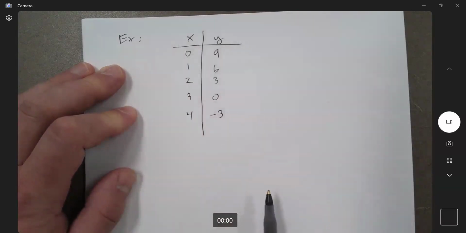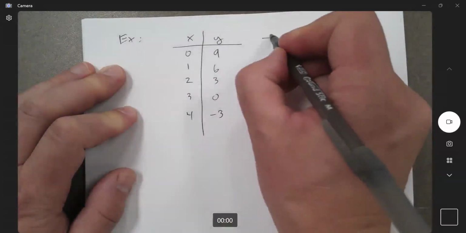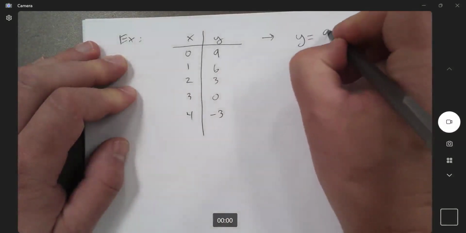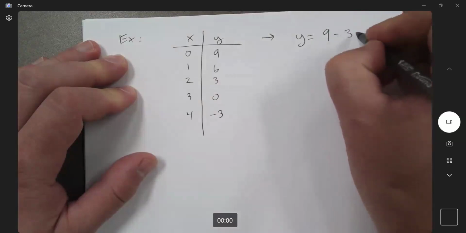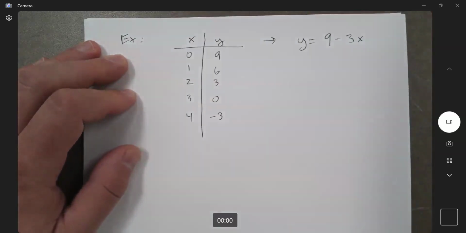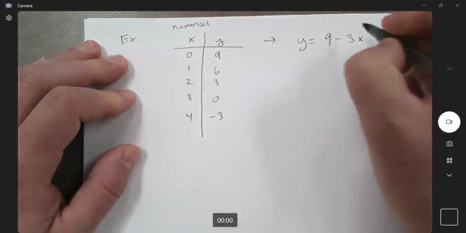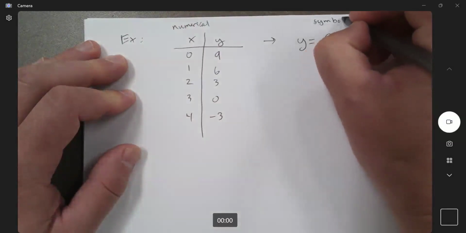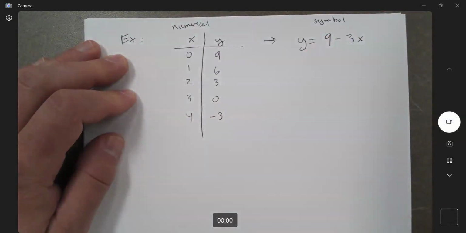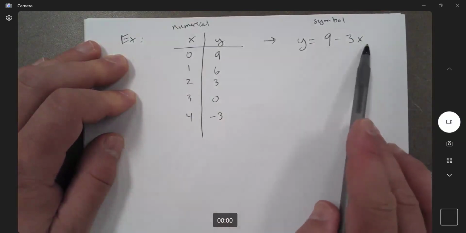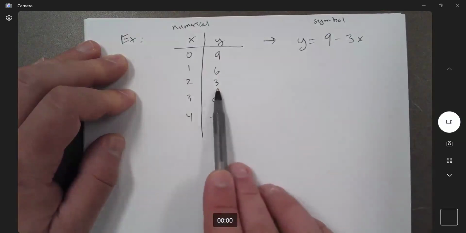This function represented numerically could actually be represented in a symbolic form as well, where you could say the output is going to be 9 minus 3 times whatever the input is, 9 minus 3x. So we have a numerical representation and we have a symbolic representation that give us the same information, at least on the x's that we know. If I put x equals 2 into this formula, I'd have 9 minus 3 times 2, which is 9 minus 6, which is 3.